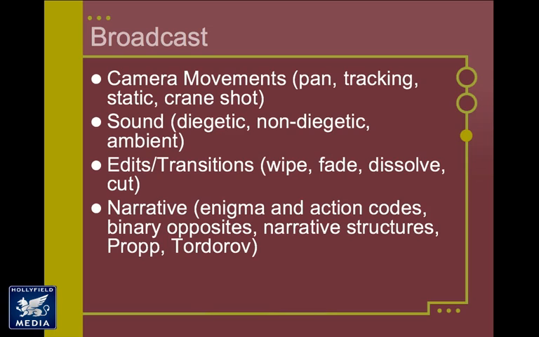Narrative structures, which we've just discussed in other lessons, and also Propp, where characters play defined roles, and order of events: is there an equilibrium, a disequilibrium, and then a new equilibrium created during the text. You might not see these all the time, obviously, because it depends on the text, but they are things to think about and revise.